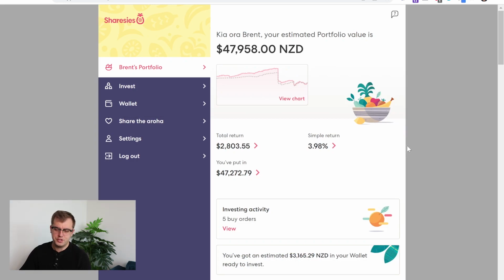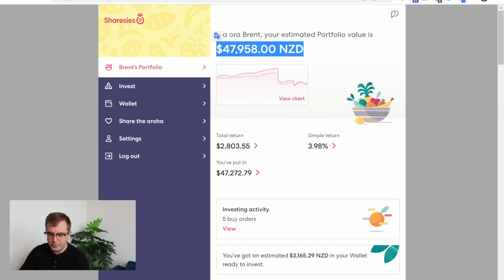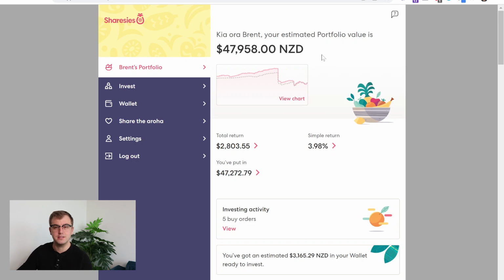So when we first go to the Sharesies homepage, the first number that we can see is the portfolio value. And this is simply saying what is the value of our stocks and our funds at a certain point of time. Now this number excludes any cash that you might have sitting around, which will be seen in your wallet, which we'll go through shortly.